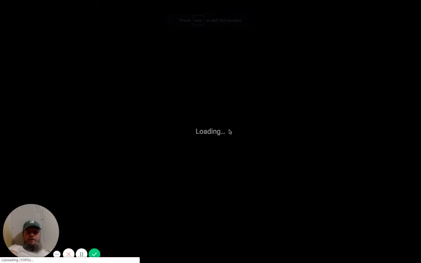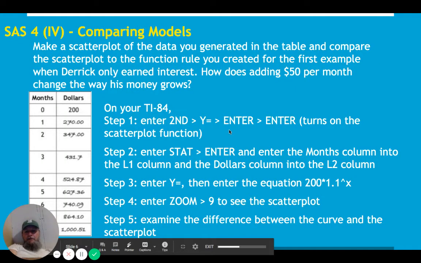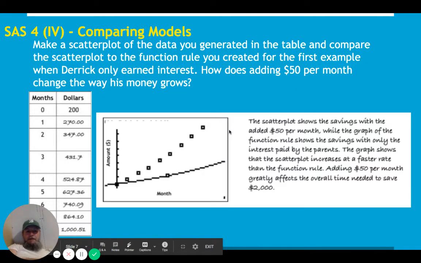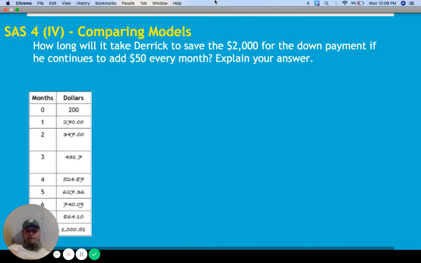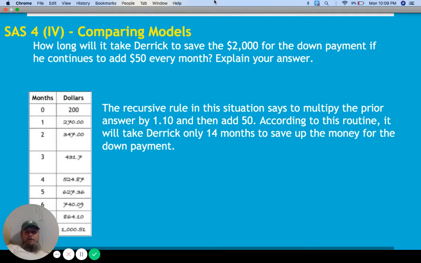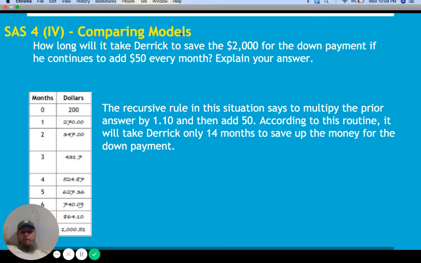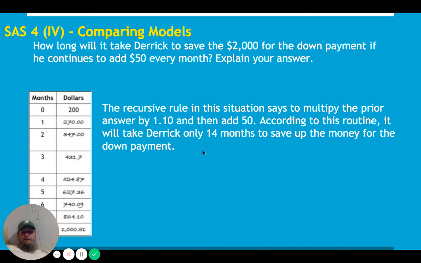Obviously, you just saw the picture on my TI-84 calculator. There it is again. Adding $50 per month greatly affects the overall time needed to save $2,000. So how long will it take him to save $2,000 for the down payment if he adds that $50 every month? The recursive rule in this situation says to multiply the prior answer by 1.1 and add 50. If you use this routine, it will take Derek only 14 months to save the money for the down payment.